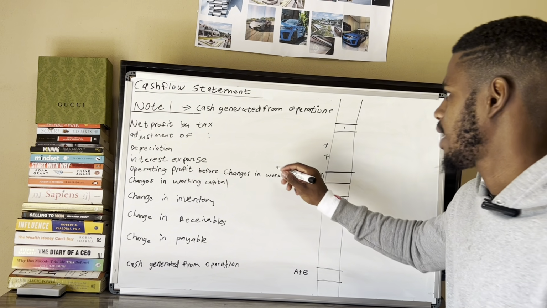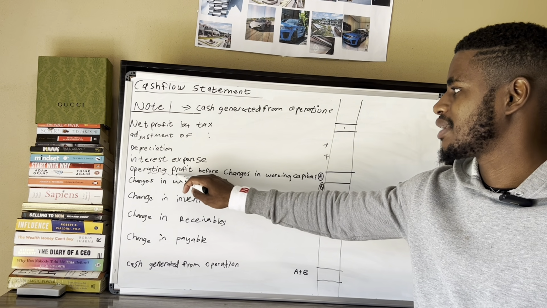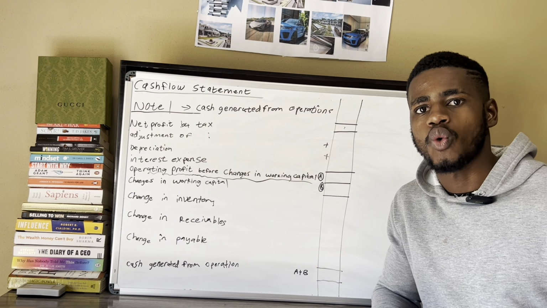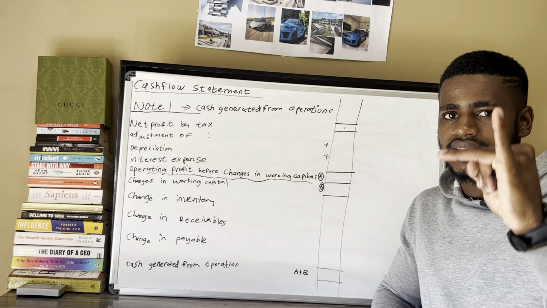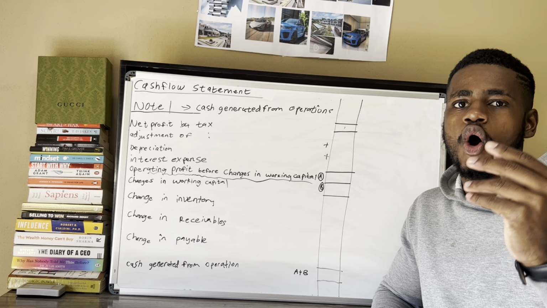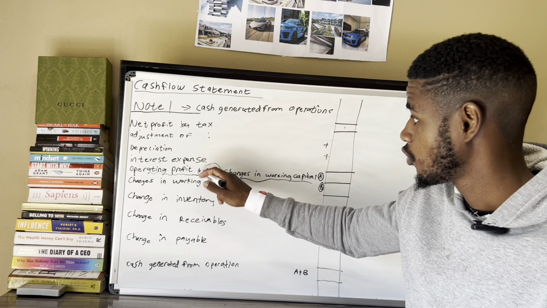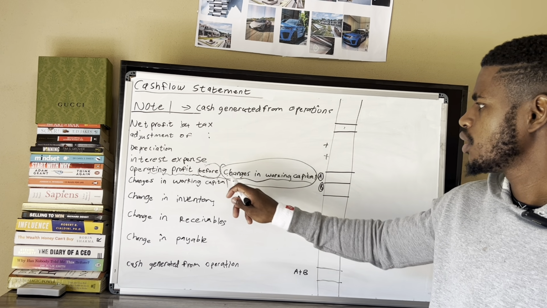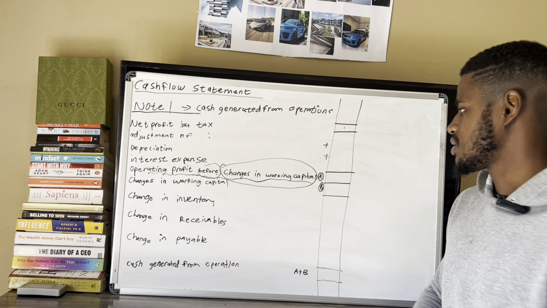After adding these two, you will get your operating profit before changes in working capital. Net profit before tax plus interest expense plus depreciation will give you operating profit before, remember the word before, which means that after this, there's this coming up. Before changes in working capital. I've labeled this as A.